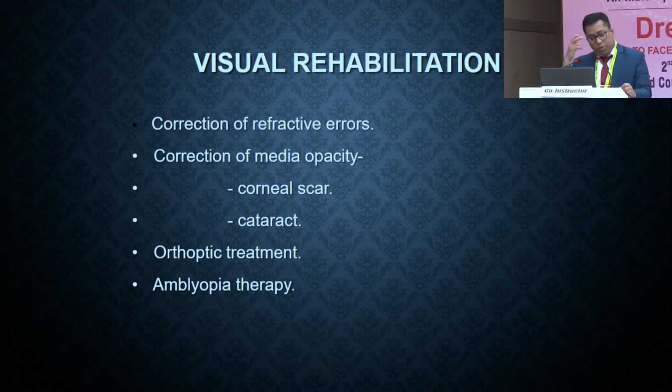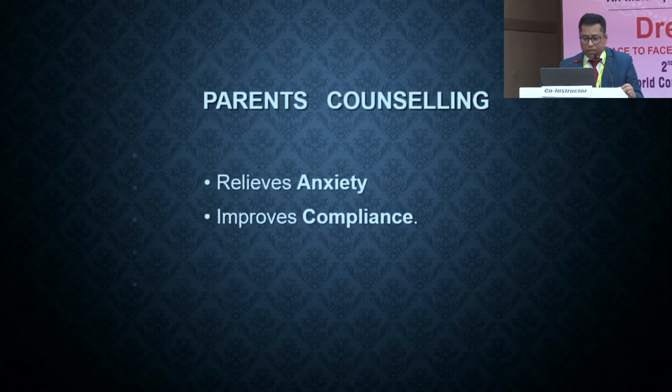But the most important thing is to rehabilitate visually. Correction of refractive error is a challenge. Correction of media opacity, the corneal scar and cataract, orthoptic treatment and amblyopia therapy. Parents' counseling is very important because their help is very important to ultimately settle the patient, and it will relieve the anxiety and improve the compliance.